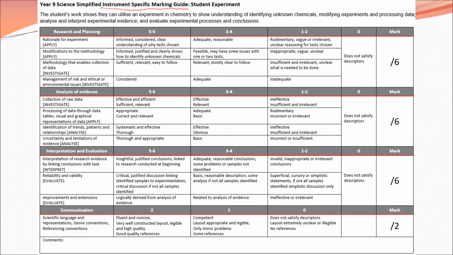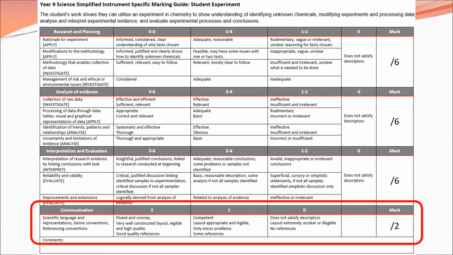You can see that there's 3 main sections, which is the research and planning, the analysis of evidence, interpretation and evaluation, and the 4th section is the communication section. You can see that the first 3 main sections are out of 6 marks and communication's out of 2, but we put you into, I was going to say one of 3 categories, but it's actually 4. You either get 5, 6 marks, 3, 4 marks, 1, 2 marks, and one would hope you don't end up in the 0 category. All right. So we basically put you in one of these categories for all of these things, and it gives us a sort of a rating that we give you to mark out of 20.